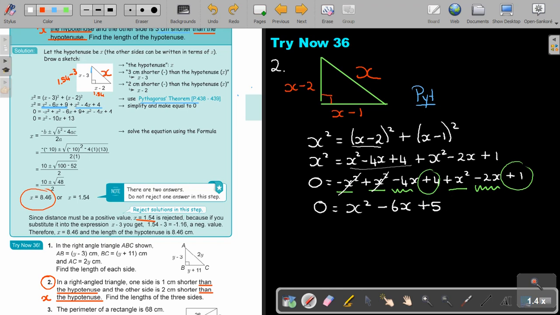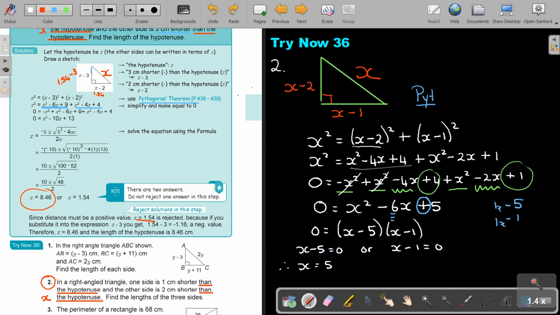Now I can check if you can simplify. It's in group B, so let's just try quickly. 5 and 1, 1 and 1. 5 plus 1, that will be 6. The signs will be the same and both will be negative. So basically, this will be (x minus 5)(x minus 1). So x minus 5 equals 0 or x minus 1 equals 0. Therefore, x is equal to 5 or x is equal to 1.